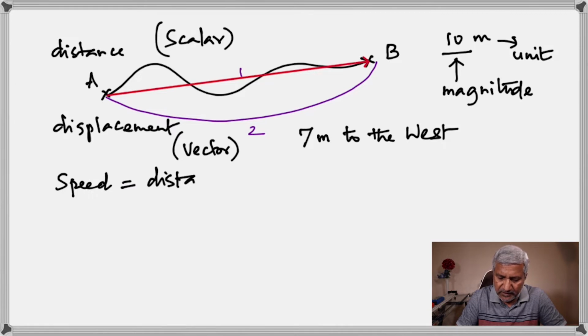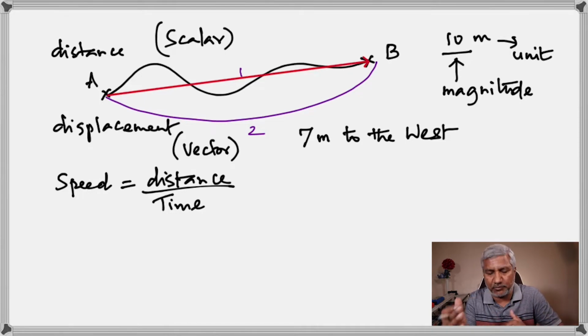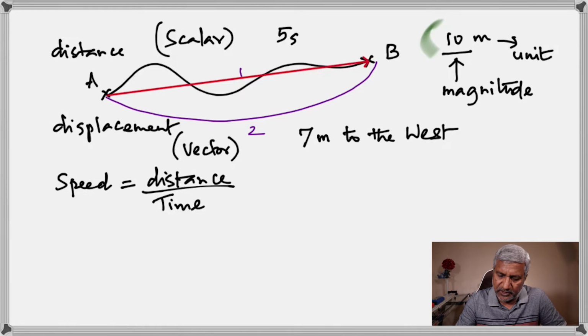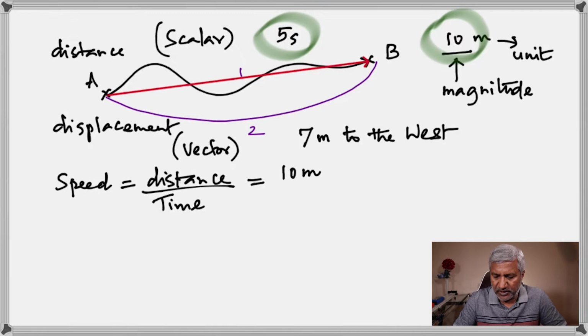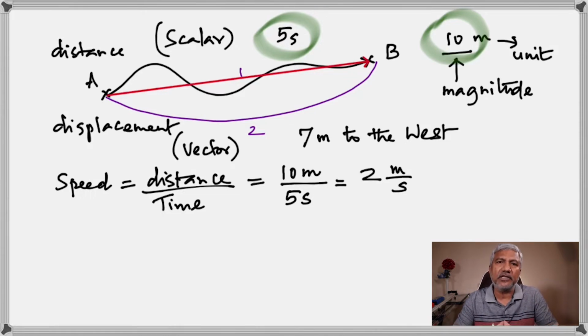Speed is distance divided by the time. So the time taken to go from A to B. So assuming that this time is like 5 seconds to go from A to B, and if the distance is 10 meters, 5 seconds, you divide 10 by 5. So 10 meters divided by 5 seconds gives you 2 meters per second. So that's how you get the unit of speed. You see, the unit of speed is 2 meters per second. What does that mean? That means you move at the rate of 2 meters every second.